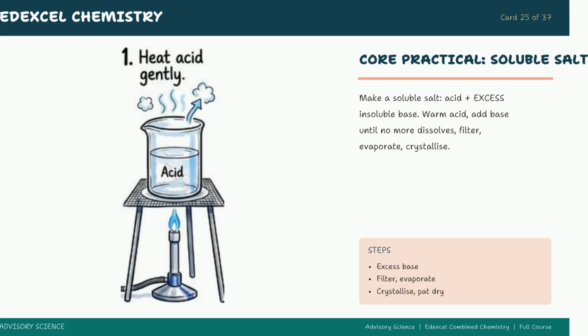Required practical: making a soluble salt. To make a soluble salt, you react an acid with an excess of an insoluble base. Warm the acid gently, add the base until no more dissolves, then filter to remove the excess. Heat the filtrate to evaporate some water, then leave it to crystallize. The crystals that form are your salt.